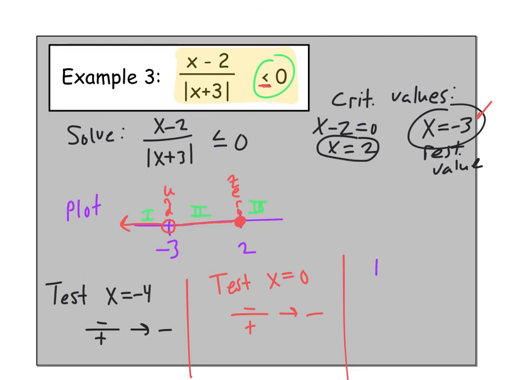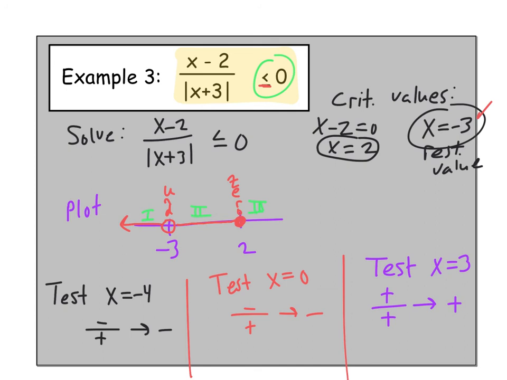And finally, if we want to test something in interval 3, let's test x equals 3. Okay, so if x equals 3, the numerator would be 3 minus 2, which is positive. And the denominator 3 plus 3 is 6, its absolute value is positive. So the entire expression would be a positive. In this case, that's not what we want. Okay, so that would be a no.